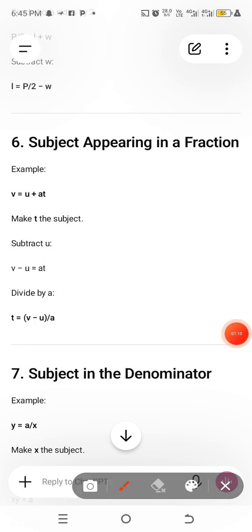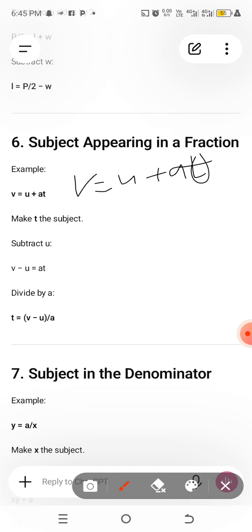Now we have subject appearing in a fraction. Let's say like this one now, V equal to U plus AT. Right? V equal to U plus AT. You have to make T the subject of the formula. Before, V was the subject of the formula, but they ask you to make T the subject of the formula. They want to collect the T out from V, right?